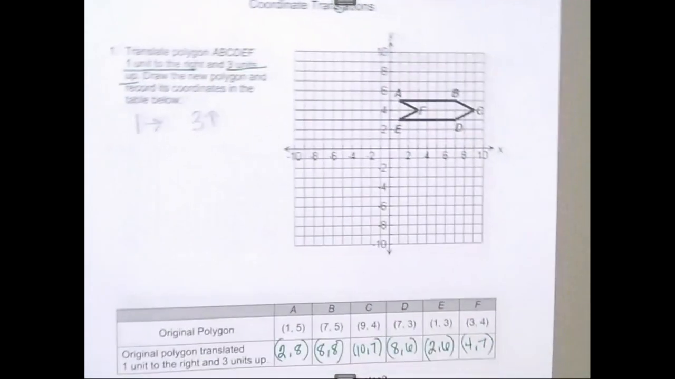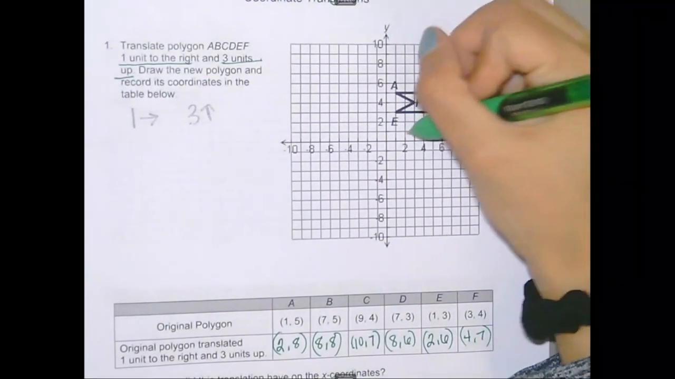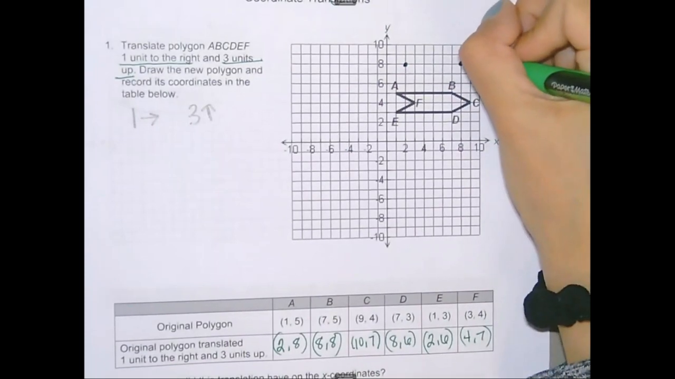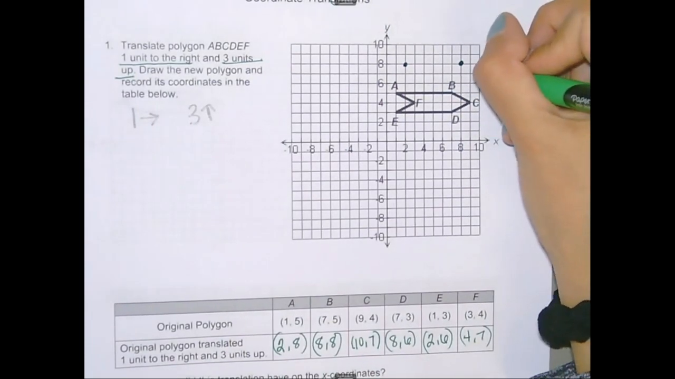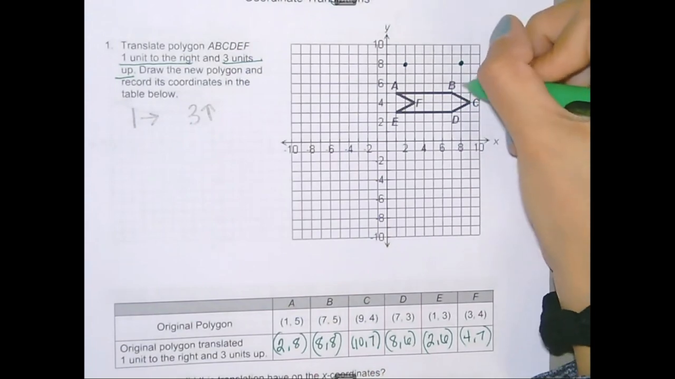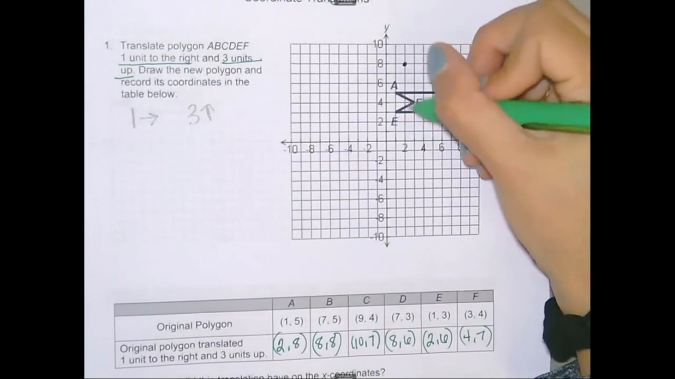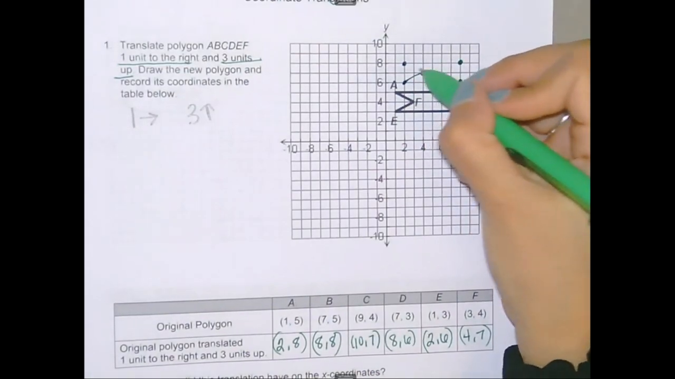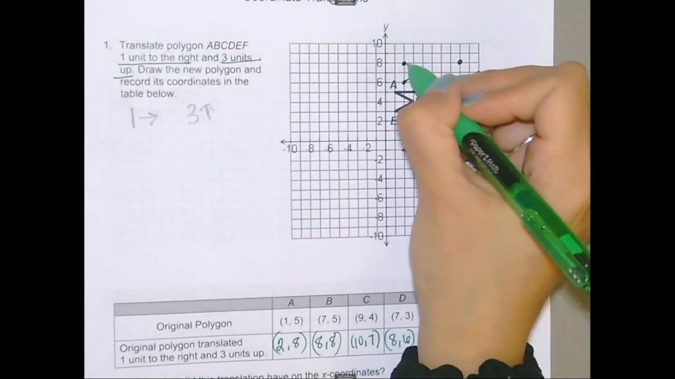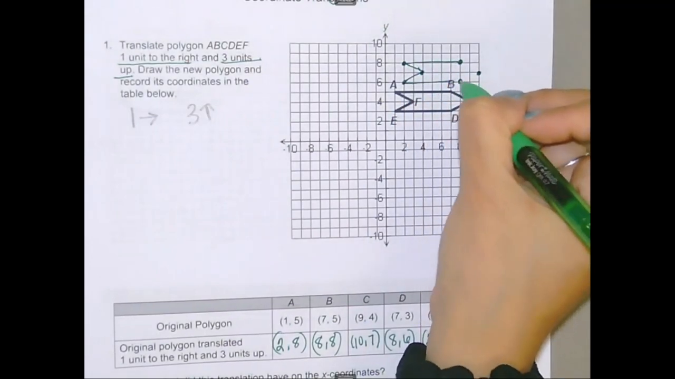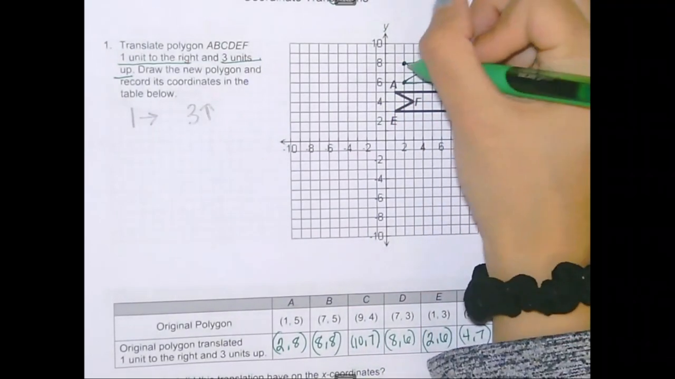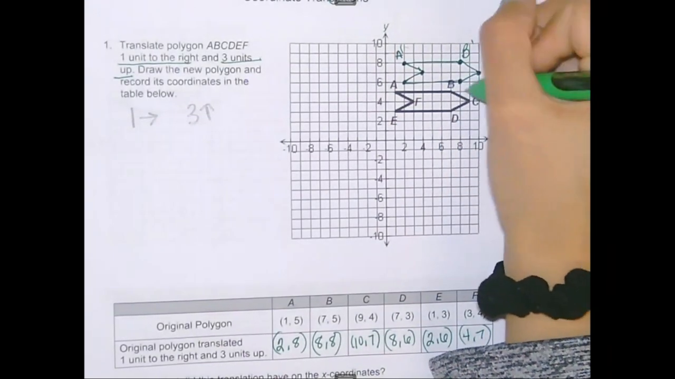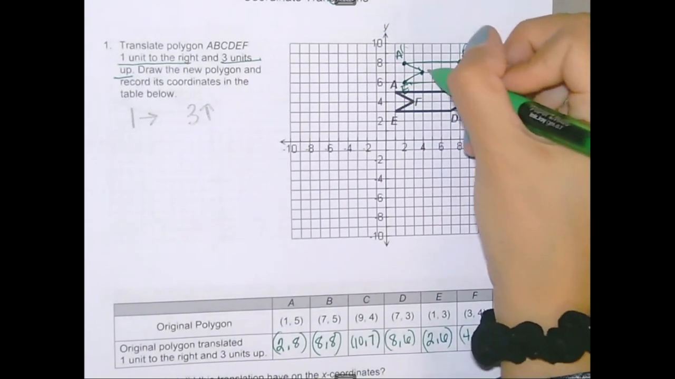So now that I have the coordinates written down, I can actually move my shape. I'm going to redraw it. 8, 10, 7, 8, 6, 2, 6, 4, 7. A prime, B prime, C prime, D prime, E prime, and F prime.